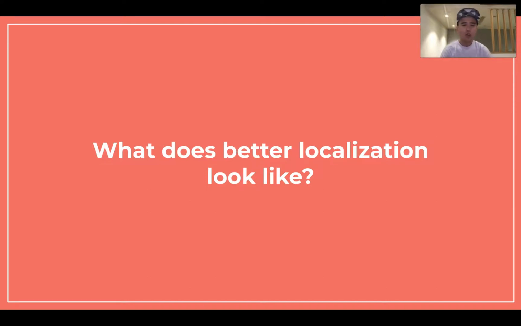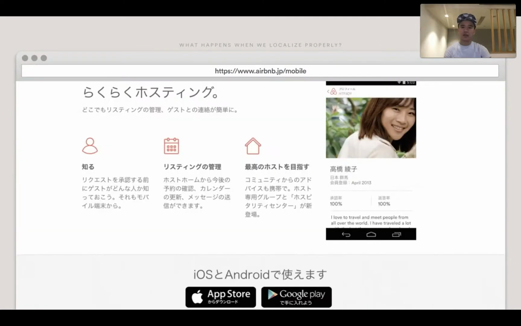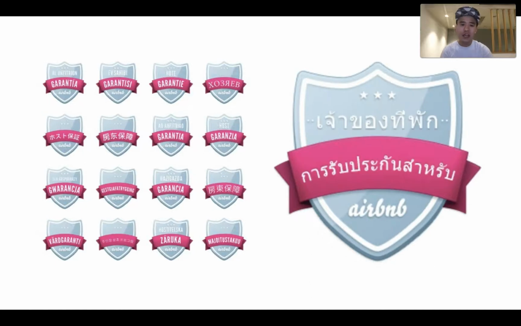Now, after looking at all of those bad examples, let me show you some examples of better localization. This here is the app introduction page that we have built later on. Notice how all of the assets, including the buttons and the screenshots, are properly localized. We even went as far as localizing the names and faces in the screenshots to match the nationality of the language. And here we have spent the effort of localizing our host's guarantee icon in all of these languages.